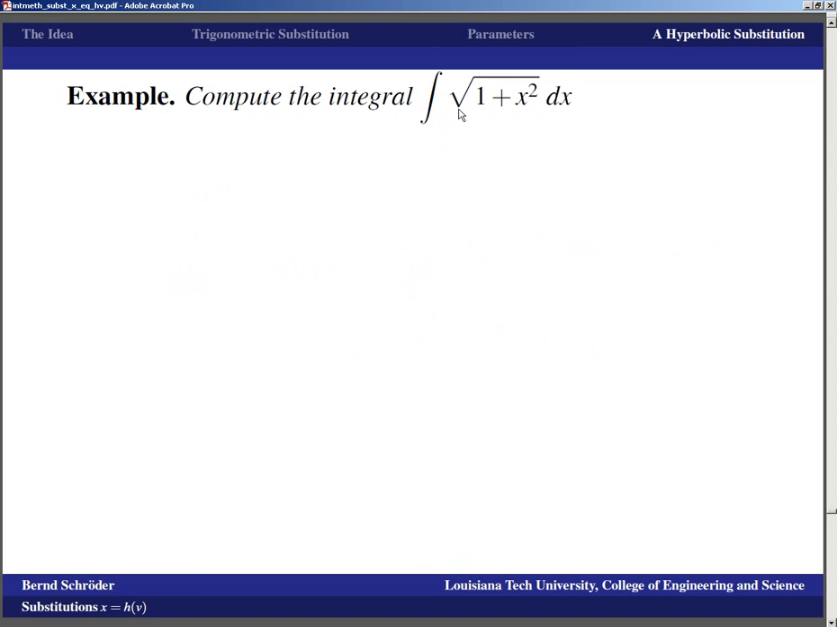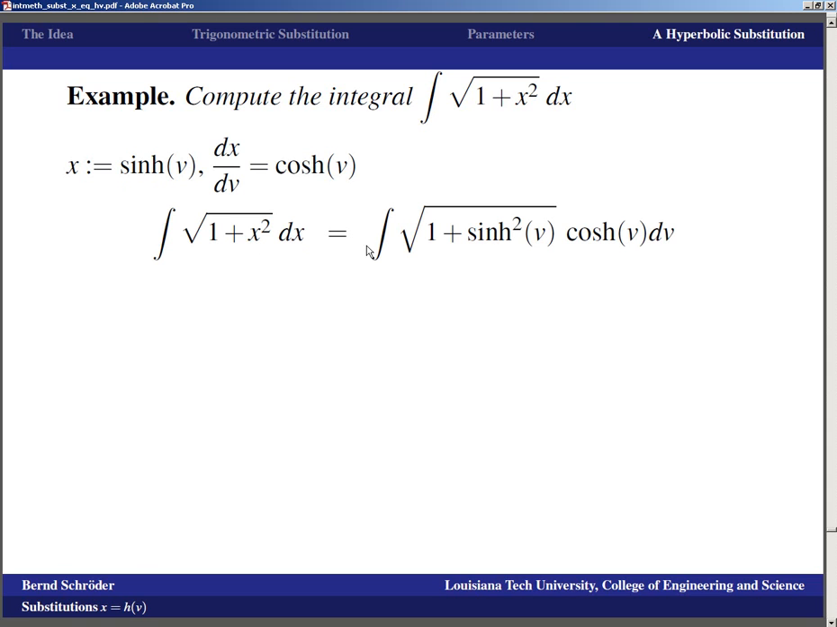And so if we want to compute the integral of square root of 1 plus x squared dx, well, if I set x equal to the hyperbolic sine of v, then dx/dv is the hyperbolic cosine of v. And so the integral of square root of 1 plus x squared ends up being the integral of the square root of 1 plus, and x squared is hyperbolic sine squared of v. Dx is, of course, hyperbolic cosine of v times dv, so that's this part back here. And the square root of 1 plus hyperbolic sine squared is the hyperbolic cosine, and so this becomes the integral of the square of the hyperbolic cosine.